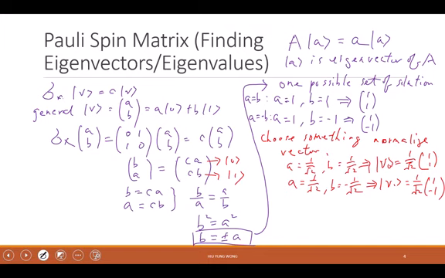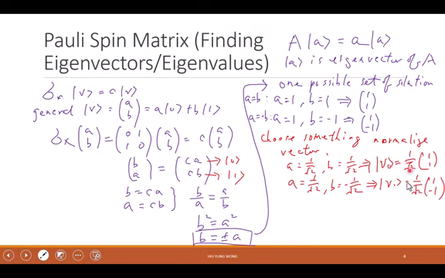Is that okay? Yeah. So you can choose many values to satisfy b equal to plus minus a. For example, b can be 100, a can be plus minus 100. But because we need a normalized vector, you will choose something so that the unit length, the length of the vector, is 1.